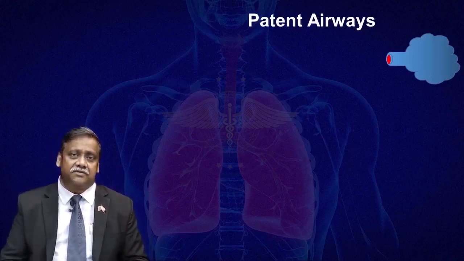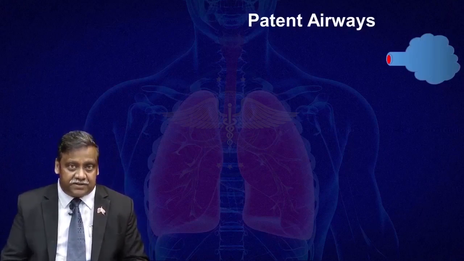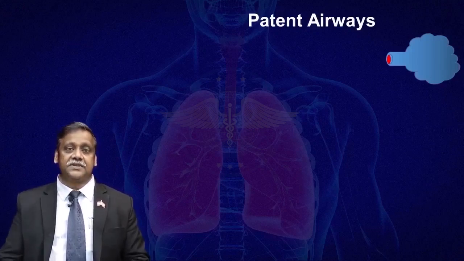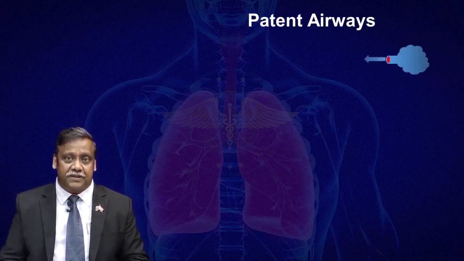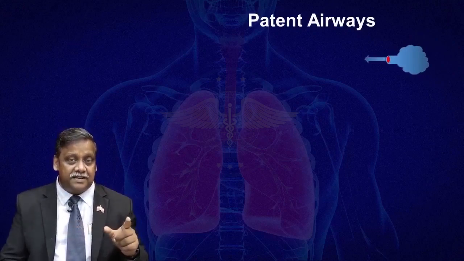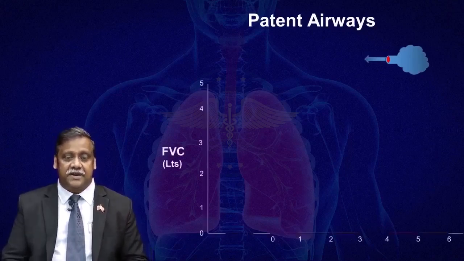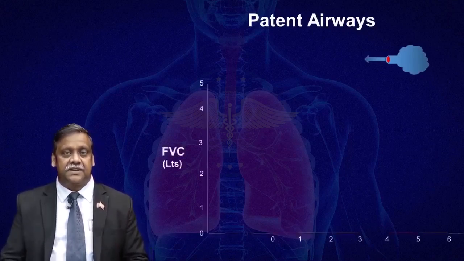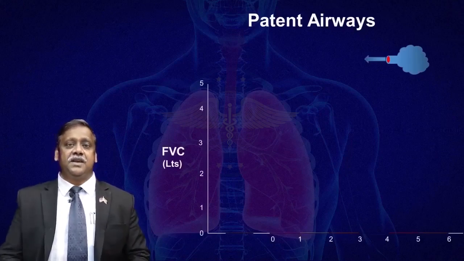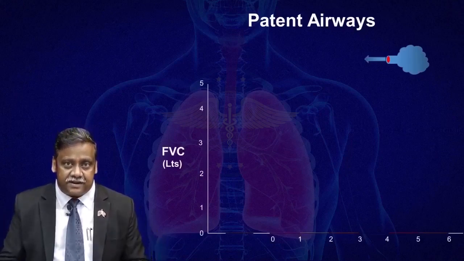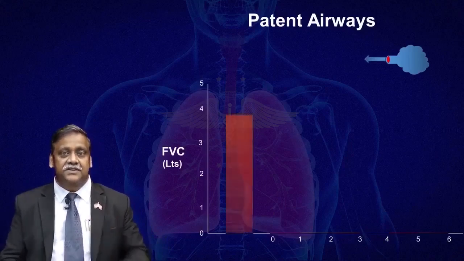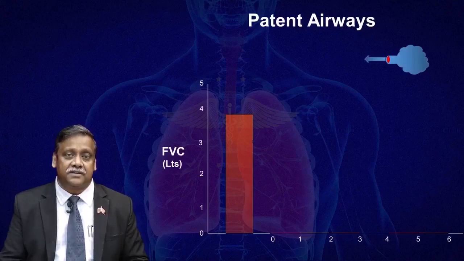Now imagine that this is a normal healthy person, which means that the airways are nice and patent. So we ask this person to take a nice deep breath, fill the lungs with as much air as possible, and then blow out forcefully. Did you see how fast the air came out? Now let me show the same thing to you in a graphical format. Here is a person who takes a nice deep breath, fills the lungs with as much air as possible, and then forcefully removes all that air out. And there it is. He has removed 4 liters of air from the lungs, and therefore the 4 liters represent his forced vital capacity, or FVC.